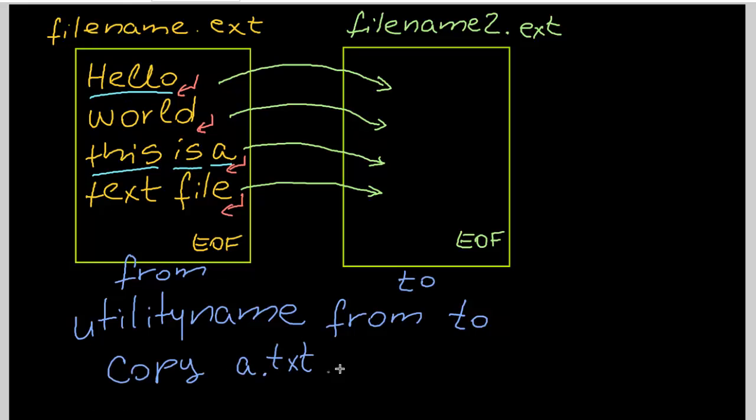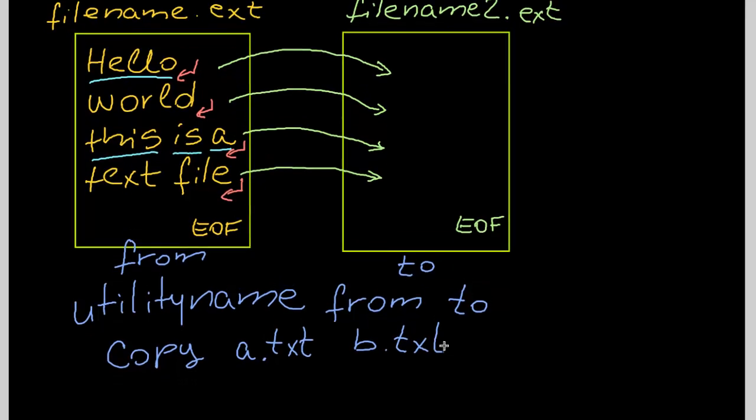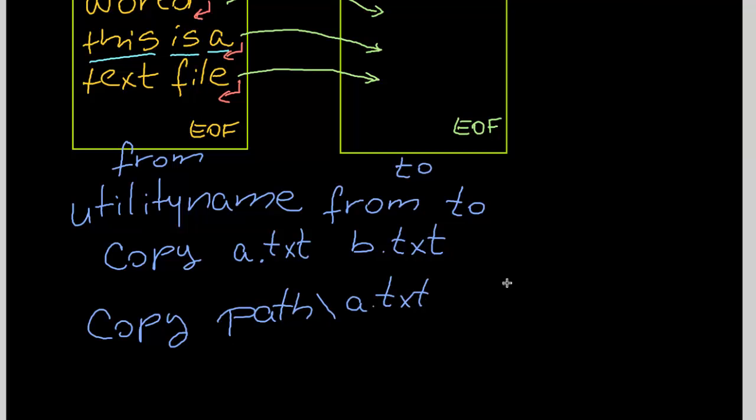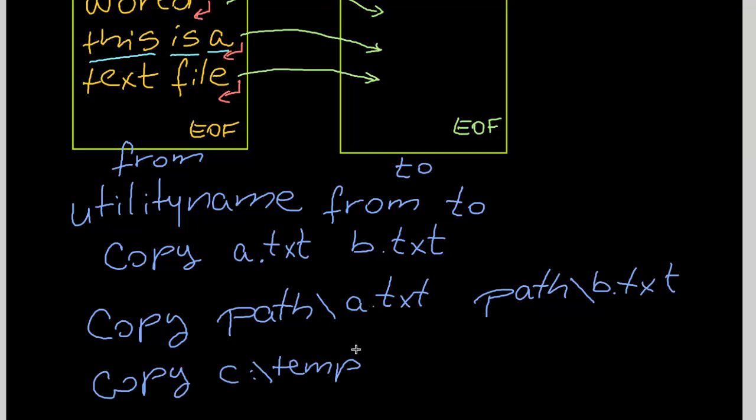So what we do in this case, we can use the copy command and try to copy a.text to b.text file. We can also specify the path in front of the source and destination files. So path/a.text space path/b.text would be the destination. So copy c:\temp\a.text is the source, c:\temp\b.text is the destination.